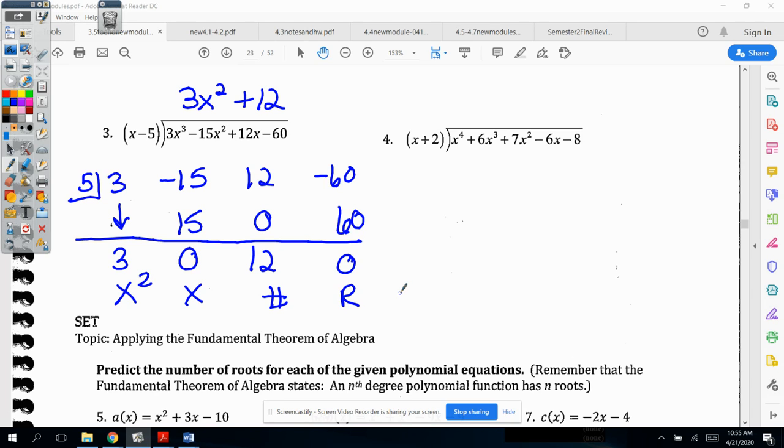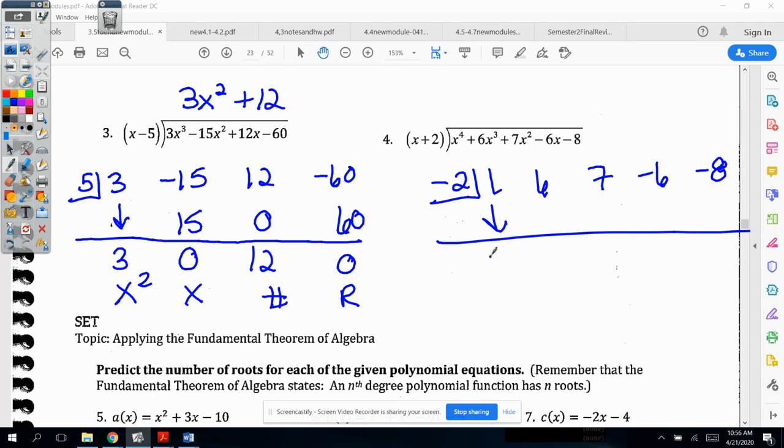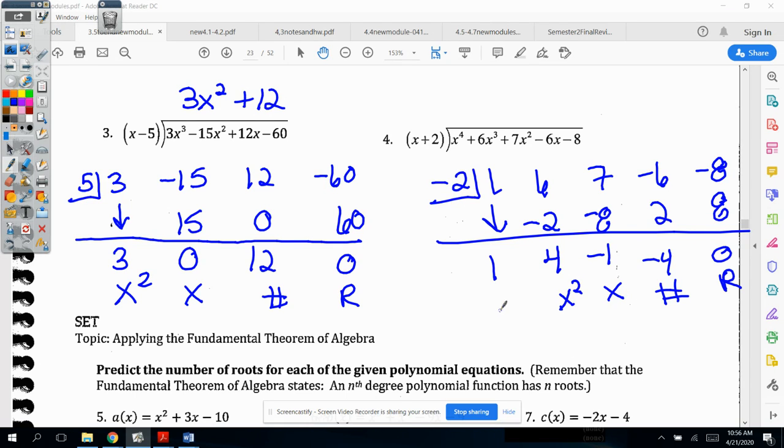Okay, if I put the -2 in the box, and I write my coefficients, 1, 6, 7, -6, -8. I skip a line, I drop a line, I party, -2 and 4, -8 and -1 and 2, -4 and 8 and 0. Ding, ding, ding. Remainder number, x squared and x cubed this time, which makes sense. There was an x to the 4th here.